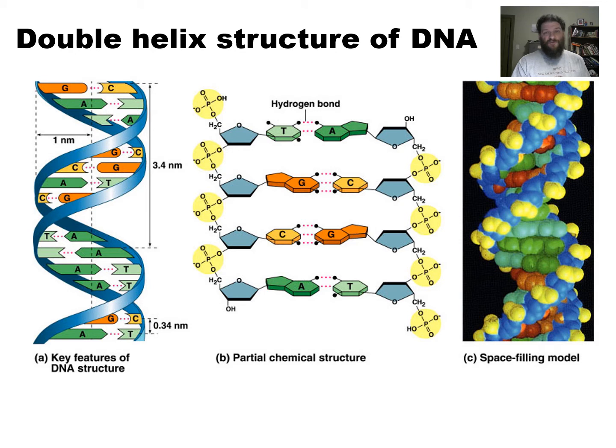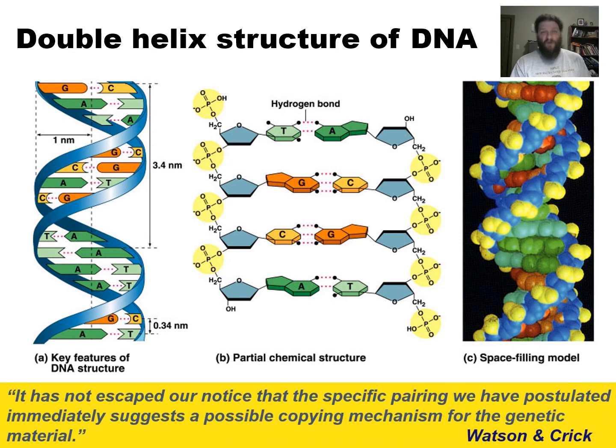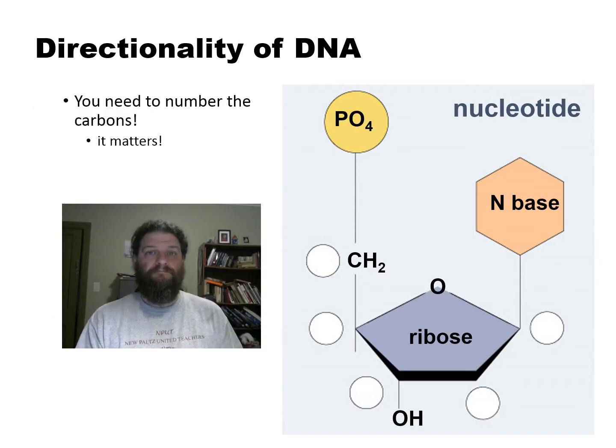Regardless of whose name should be on the model, when Watson and Crick published their '53 article on the structure of DNA, one of the first things they noted was the way that the structure of the molecule with this double helix and the way the base pairs were held together lended itself to an elegant mechanism for unzipping and copying and holding a sequence, a code in their structure.